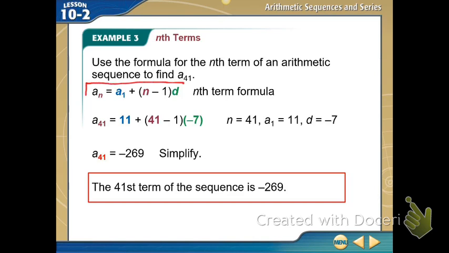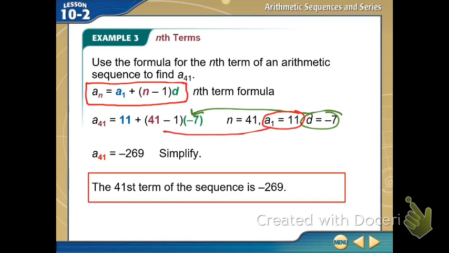Here's my nth term formula, just like we used in the previous problem. I'm going to plug in my value of d right here, and I'm going to plug in my value of a1 right here. And I'm also going to plug in n equals 41, and then simplify. So the 41st term of the sequence is negative 269.